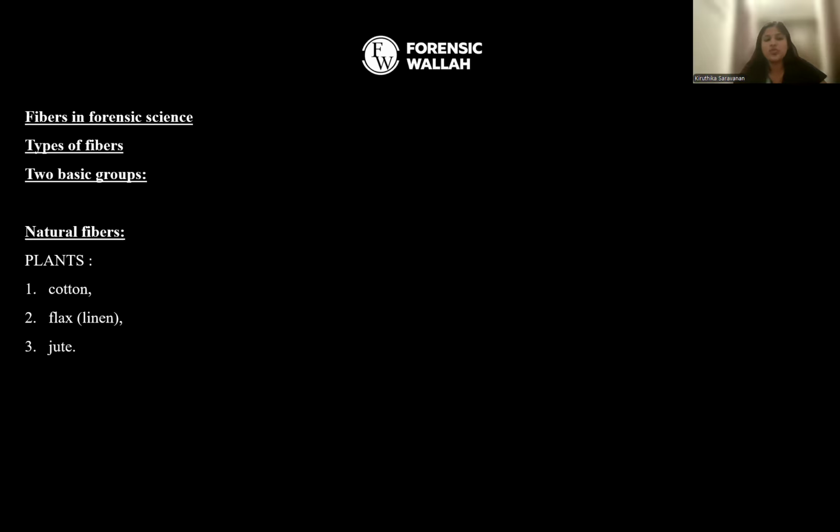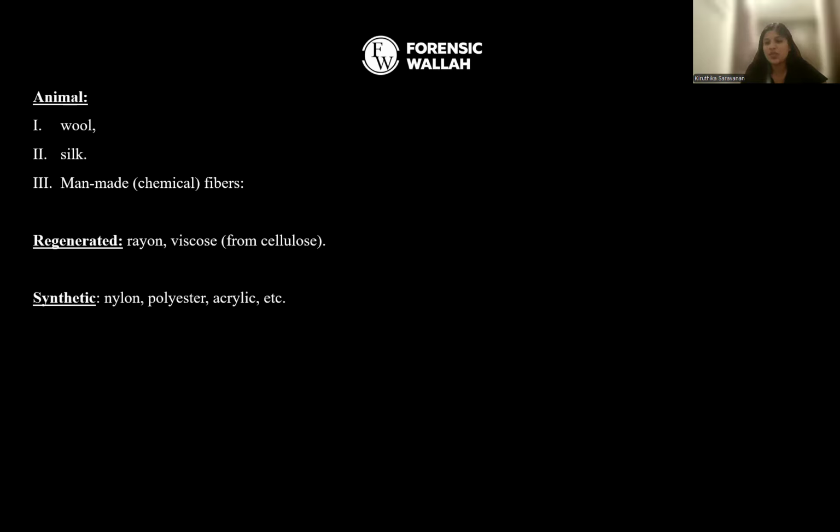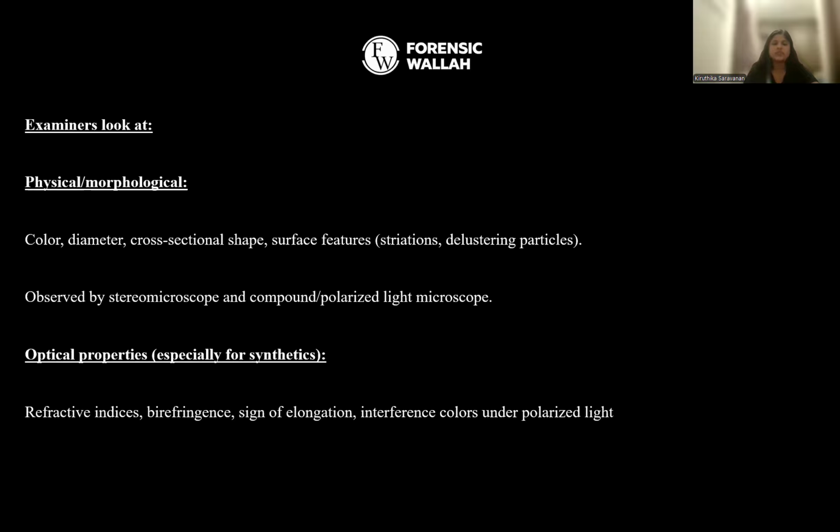And if we talk about fibers, there are different types of fibers. Mainly you have natural fibers, that is plant fibers, which include cotton, linen or flax, jute, hemp. Then you have animal fibers like wool, silk and so on. Then you have man-made or chemical fibers, where you have the regenerated fibers, made mainly from cellulose, for example rayon and viscose. And then you have the synthetic fibers like nylon, polyester, acrylic and so on.